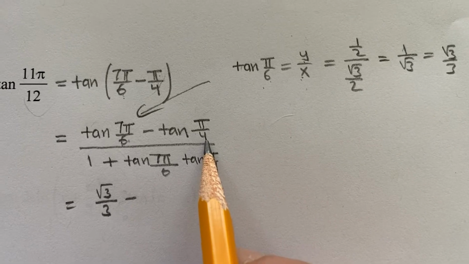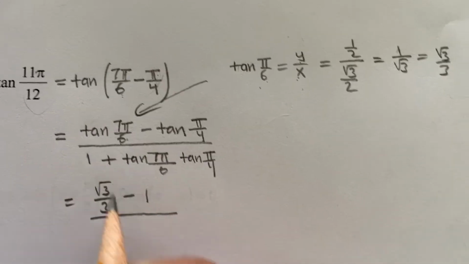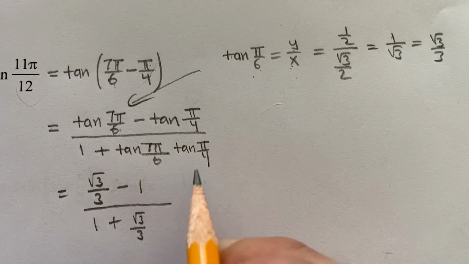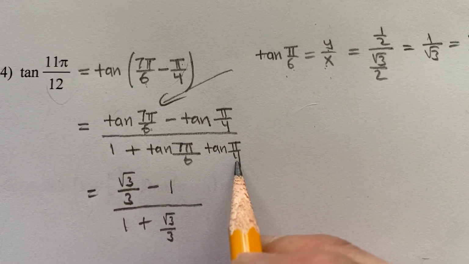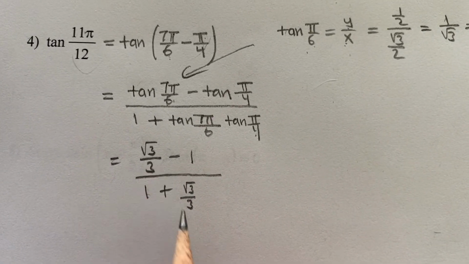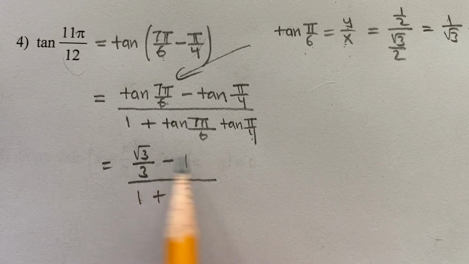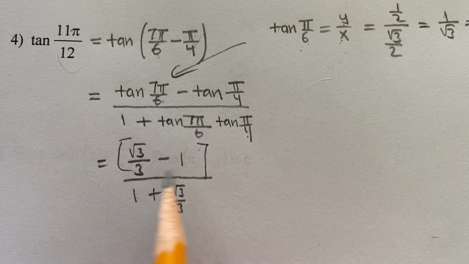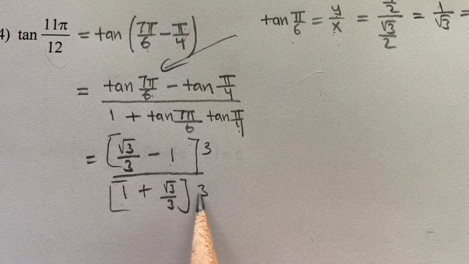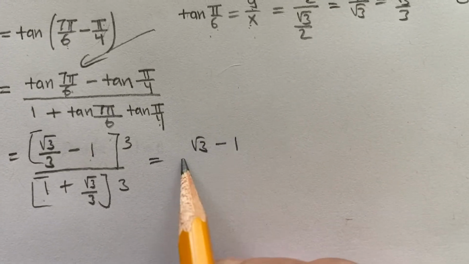Tangent of pi over 4, you should have that memorized. Root 2 over 2 divided by root 2 over 2 is just 1. Tangent of 7 pi over 6, again, we evaluated that. That's root 3 over 3. And then tangent of pi over 4, again, is just 1. Now you have this complex fraction with radicals. The way you simplify is to multiply top and bottom by the LCD of 3, 1, 3, and 1. The least common denominator of all 4 denominators, you're going to get root 3 minus 1.